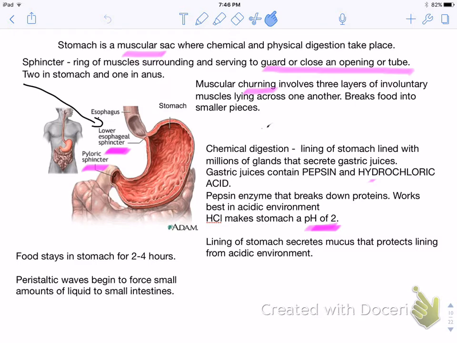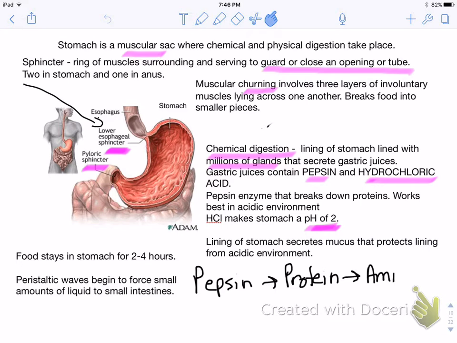The bolus of food, once inside the stomach, will turn into a liquid. It turns to a liquid because of the chemical digestion that takes place. The lining of the stomach contains millions of glands. These glands secrete pepsin and hydrochloric acid. Pepsin is able to break down protein into its smaller components called amino acids. These are the building blocks of protein.